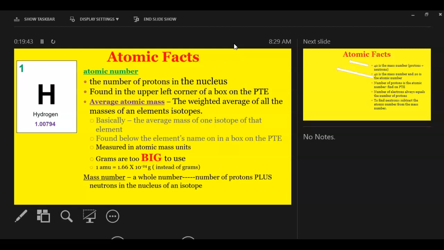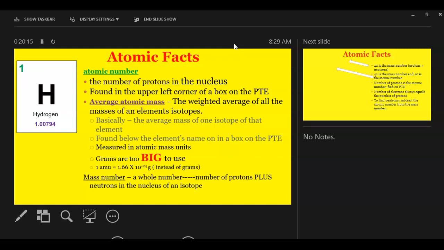Now, a lot of times when we are dealing with isotopes, sometimes they have specific names, and these guys actually do. Protium, deuterium, and tritium is what their actual names are. But sometimes it's just easier to identify them by what we call their mass number. This whole number right here, this guy is called a mass number.